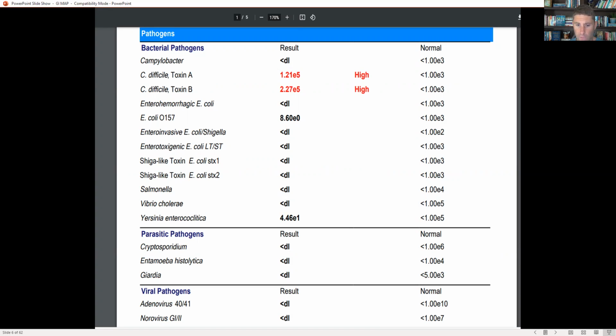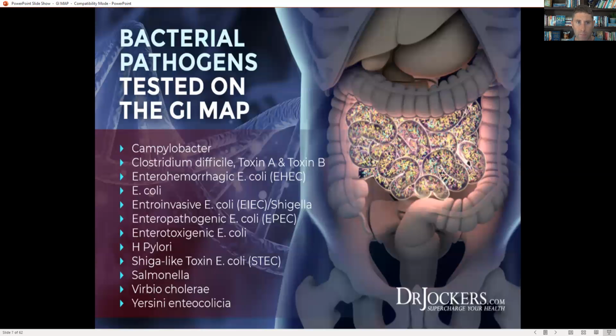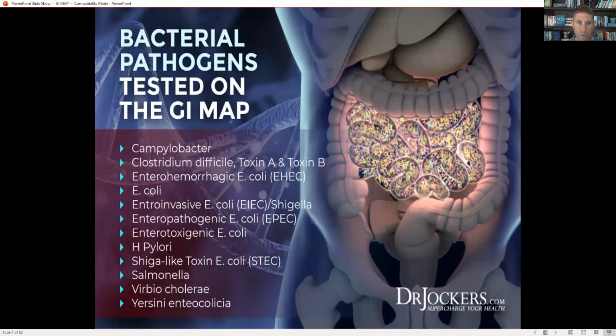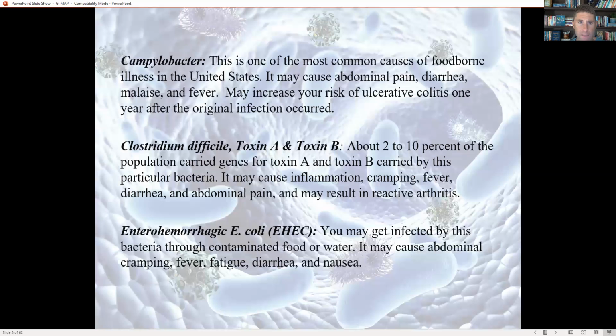But in a lot of cases, what I have seen is that there'll be some level of elevation, or just at least one of these pathogens will be present. And a lot of times natural strategies can help put these things back in balance right here. So these are the bacterial pathogens. We're going to go through all of these. So this is our major list of pathogens, well-studied pathogens.